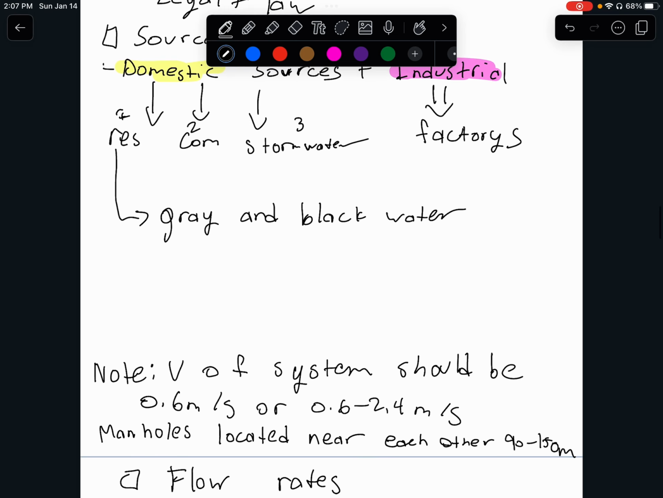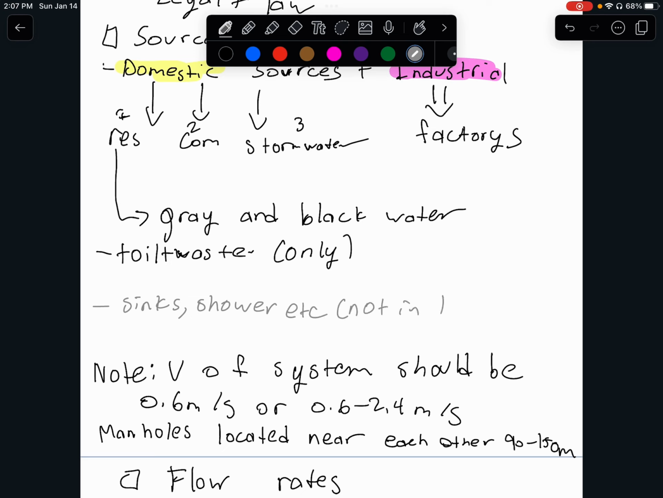So our residential areas are categorized in black and gray water. So black, actually, I'm going to write in black. So keep the color the same. So black water is toilet waste. And only toilet waste. Put only. While gray, let's see if I actually have the color gray. Oh, I do. So the color gray is waste consisting of sinks, showers, etc. That's basically not toilet waste, or not considered toilet waste.